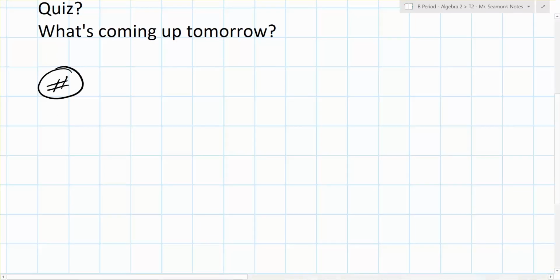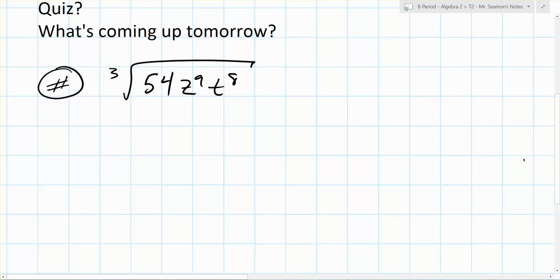So what was it? 138. Good times. So what does cube root mean?